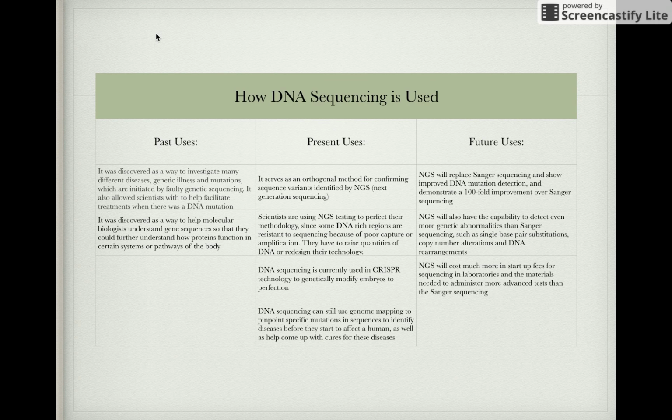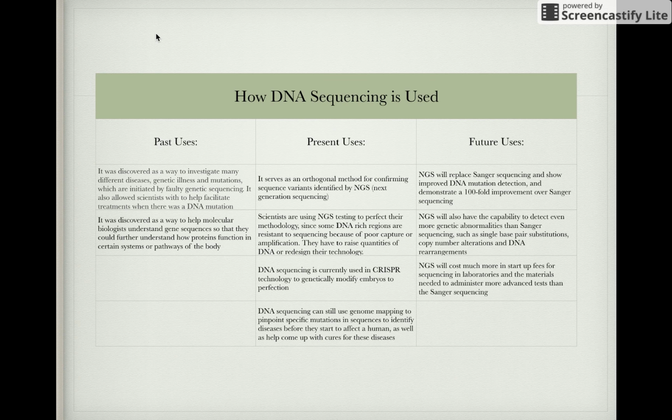And finally, in the future, DNA sequencing, as I mentioned earlier, is going to be using next-generation sequencing, which will take over the Sanger sequencing because it has a 100-fold improvement over Sanger sequencing, and it will be able to detect a wider variety of genetic abnormalities such as single base pair substitutions, DNA rearrangements, and copy number alterations, which Sanger sequencing cannot currently detect at the moment.